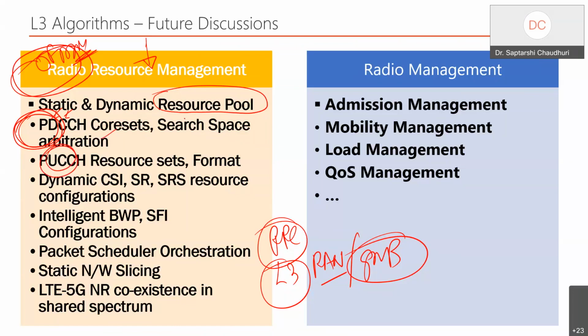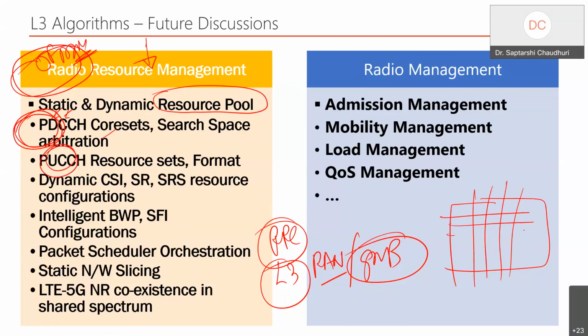Now, what is this configuration? For example, if this is my resource grid that the RRC is aware of, this is my time domain, my symbol level, first symbol, second, third, like this, and this is my frequency domain.